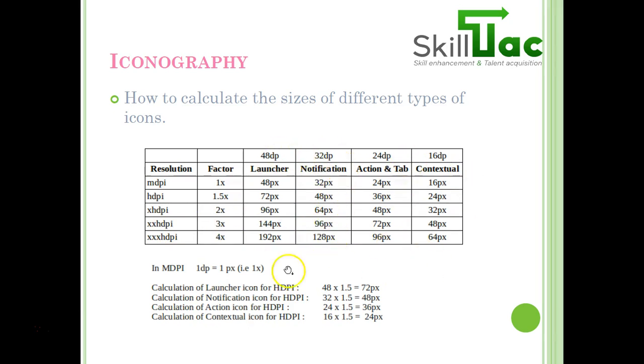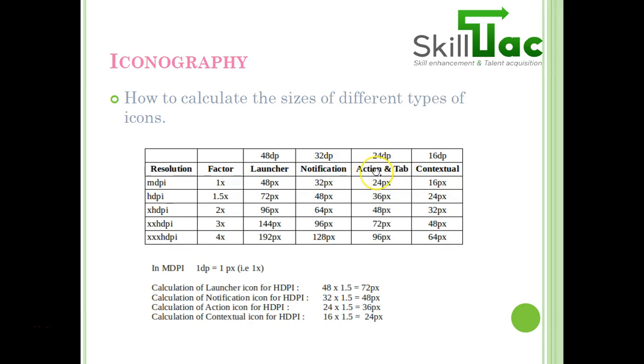So before going forward, let me just explain what the different types of icons are here. Basically the launcher icon we have talked about, that is the icon that we click on the screen to launch an application. And notification icons are basically those small icons. When you receive a notification, there is a small icon on the left side, that is your notification icon, denoting which application the notification is for.